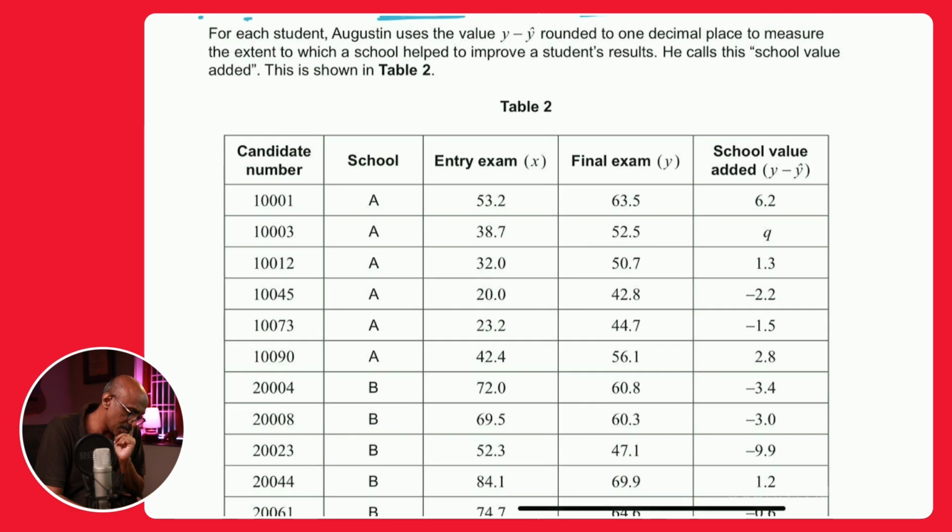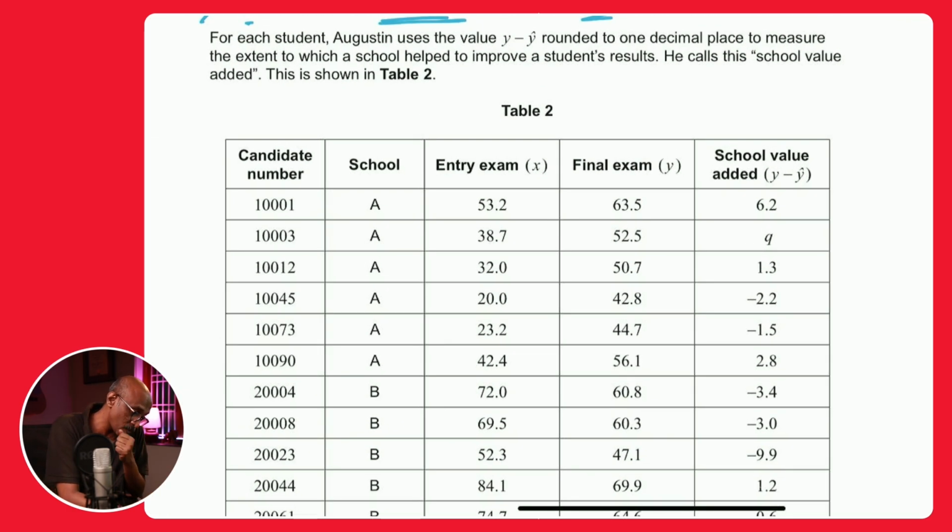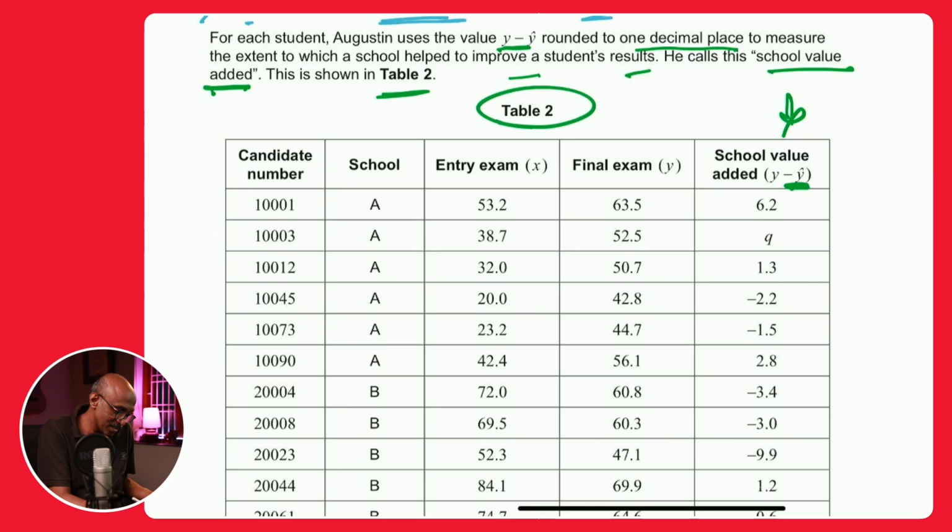For each student, Augustine uses the value Y minus Y hat, rounded to 1 decimal place, to measure the extent to which a school helped to improve the student's results. What is the influence of the school? He calls this the school value added. So this Y minus Y hat column out here is the school value added. This is table 2.